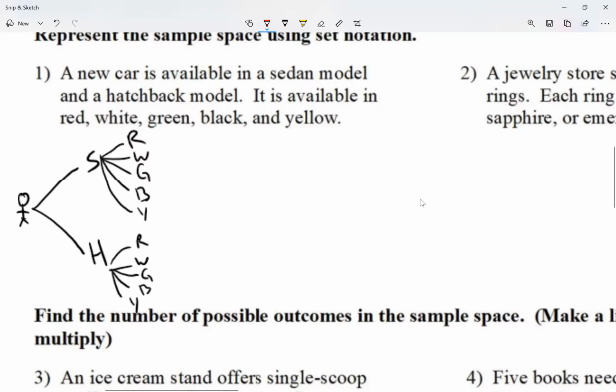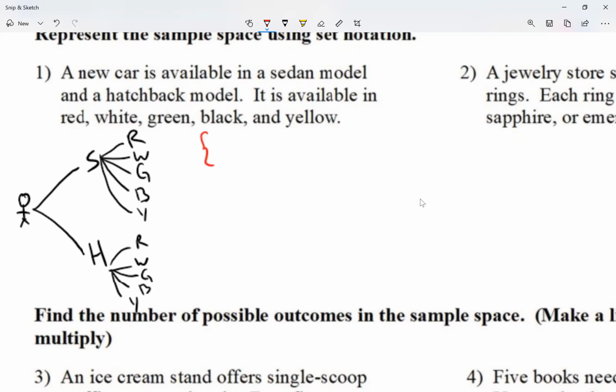Let me write in red my choices. I could choose sedan red. Now, this little bracket that we use, that's what we call set notation. Remember how in algebra you wrote points? You used parentheses and then your choices in there. So I'm going to say my first choice, I had to choose a sedan red. That was my first choice.